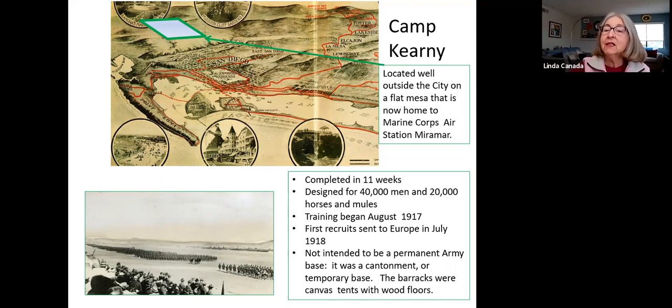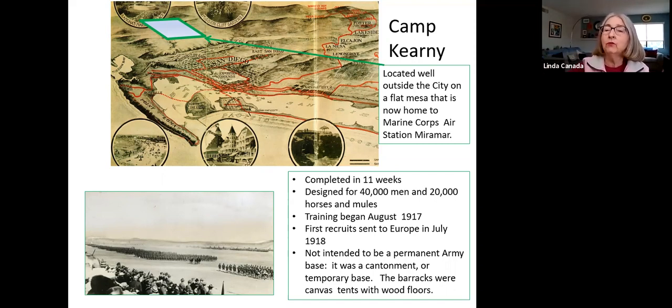It was 6 times the acreage of today's Miramar Marine Corps Air Station, 6 times. So it was a huge encampment. It was designed so that 40,000 men and 20,000 horses could live and train there as they were getting ready to go to war.